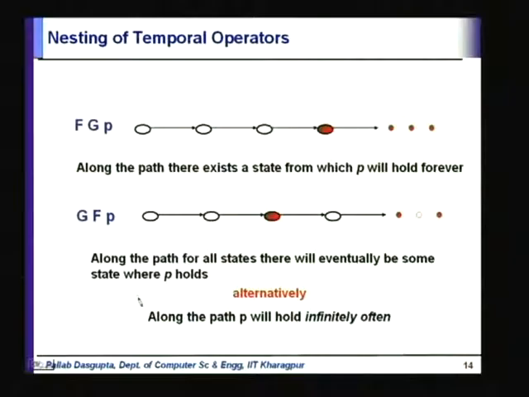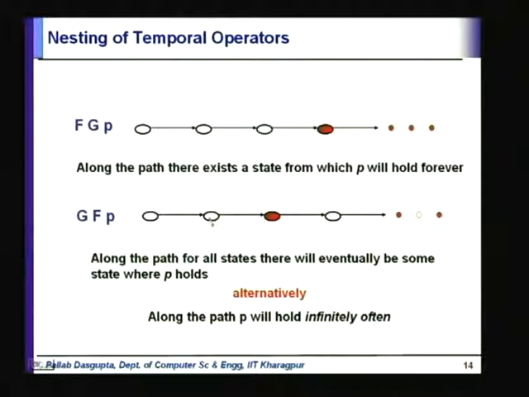We can nest temporal operators like F G p. What does this mean? That along the path there exists a state from which p will hold forever. So, p holds here and then in all next states p holds. So, that is F G p. What does G F p mean? That always, from every state, in some future state p will hold.